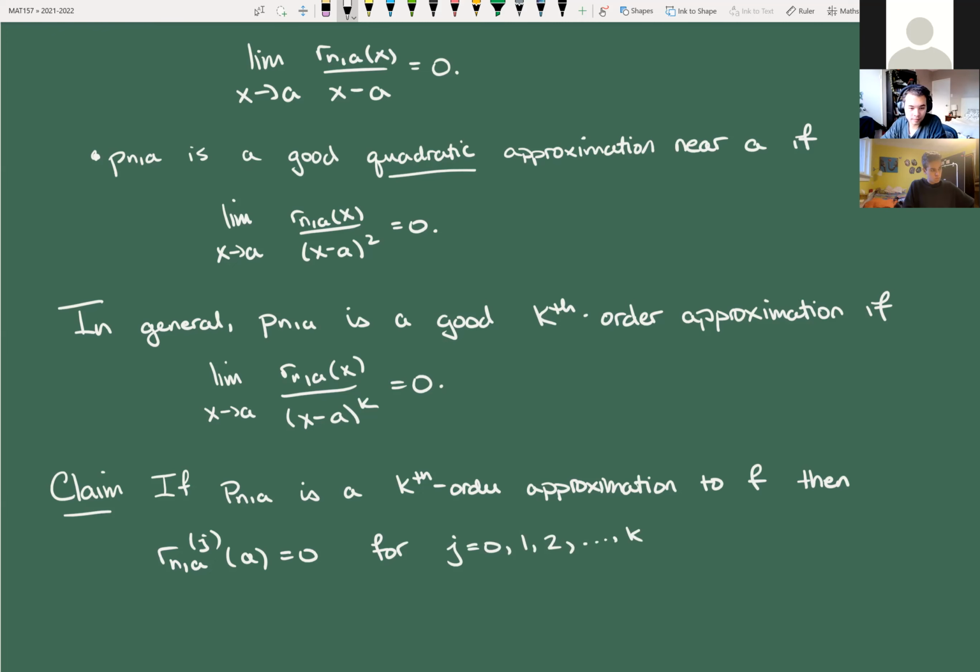Like so. Okay, so what I claim is that this condition, right, that R_{n,a} over (x minus a) to the power of k being equal to 0, that is the same thing as saying that the derivatives of the remainder term all vanish, from the 0th derivative. And here again, we assume that the 0th derivative is just the function itself. And then all of its derivatives up to k vanish at the point a. Okay?